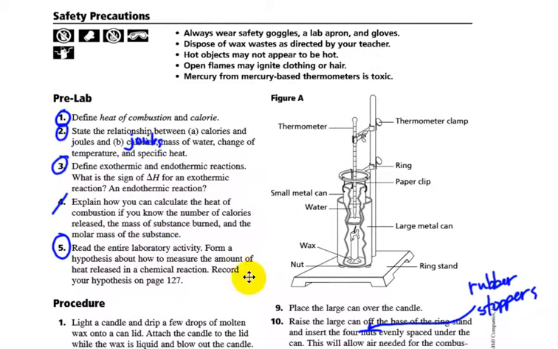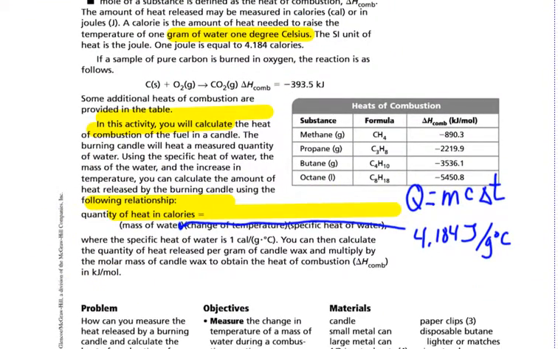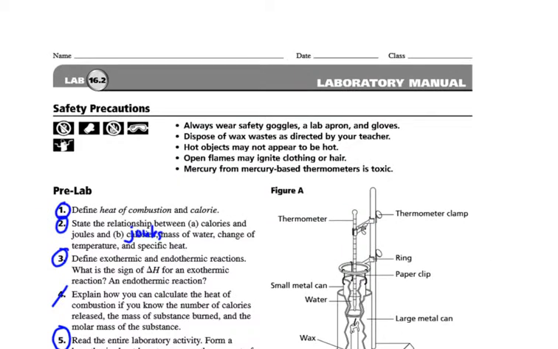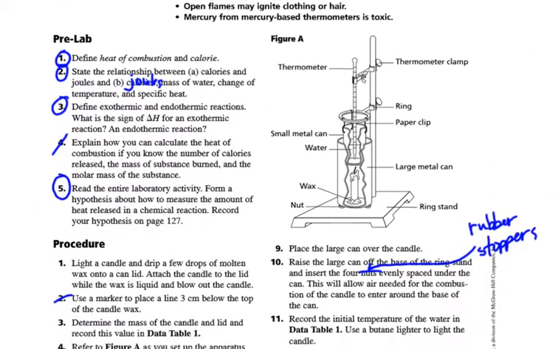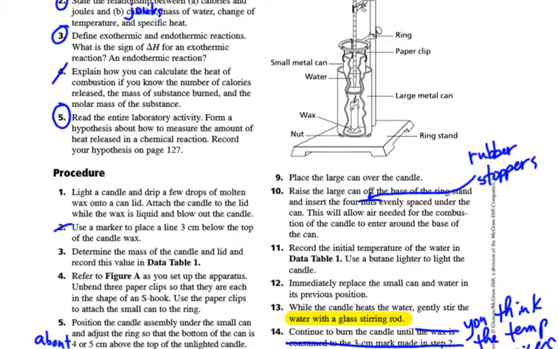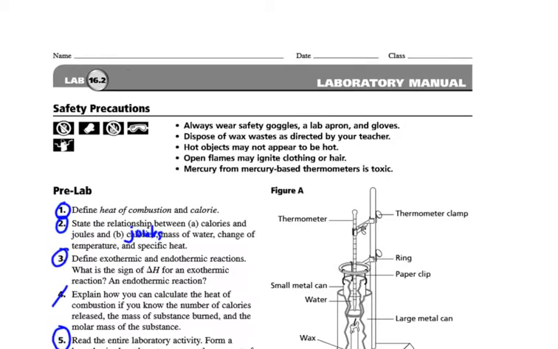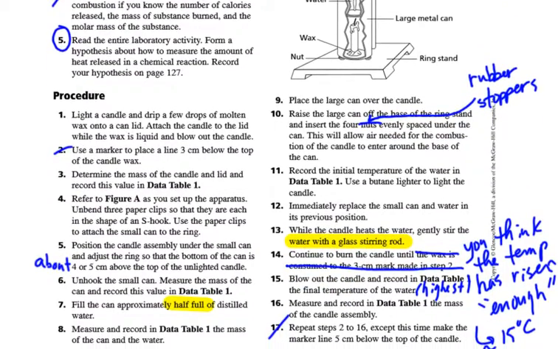Omit number 4. Number 5, read the entire laboratory activity. Form a hypothesis about how to measure the amount of heat released in a chemical reaction. Record your hypothesis. So just describe basically what was mentioned over here. How, in fact, are we going to do that? How are we measuring the heat released by candle wax? It's kind of a sneaky way involving water. So just quickly explain that in a sentence or two over here in the area set aside for the hypothesis.